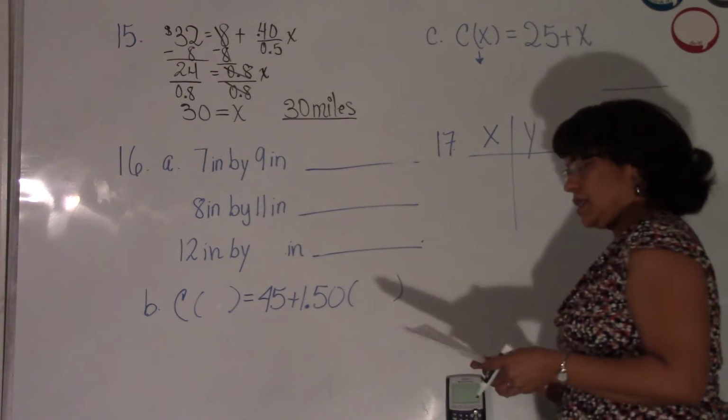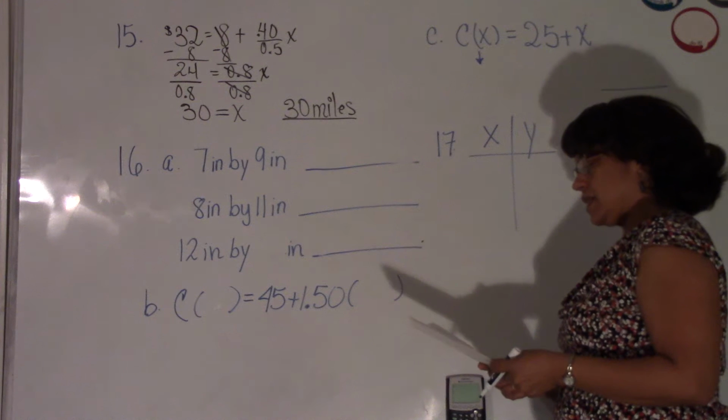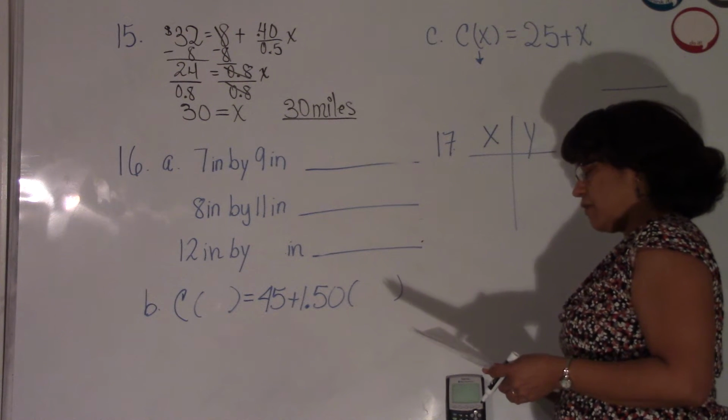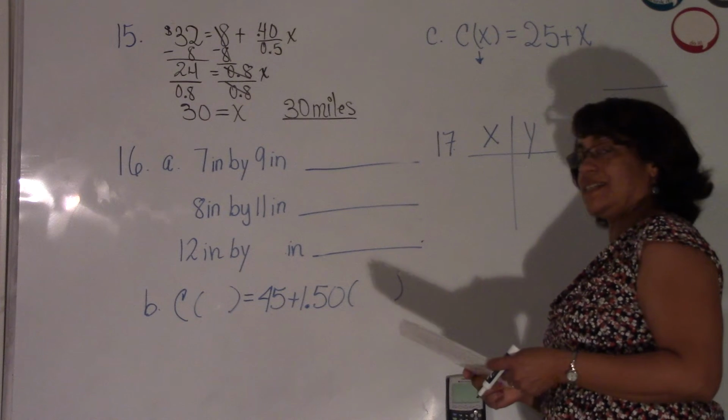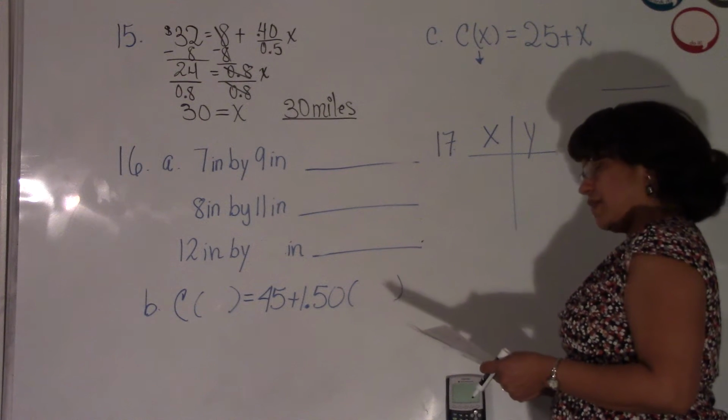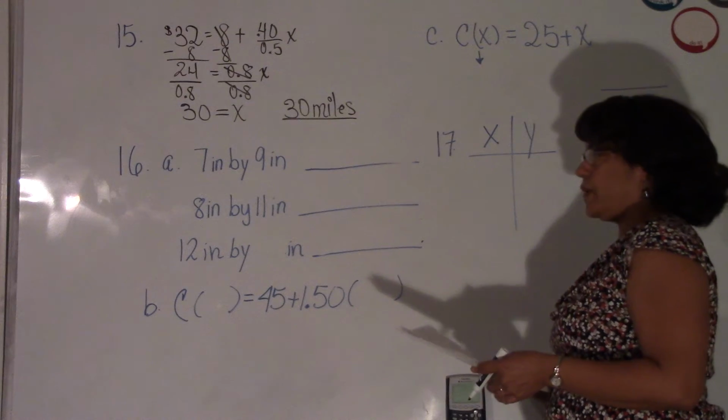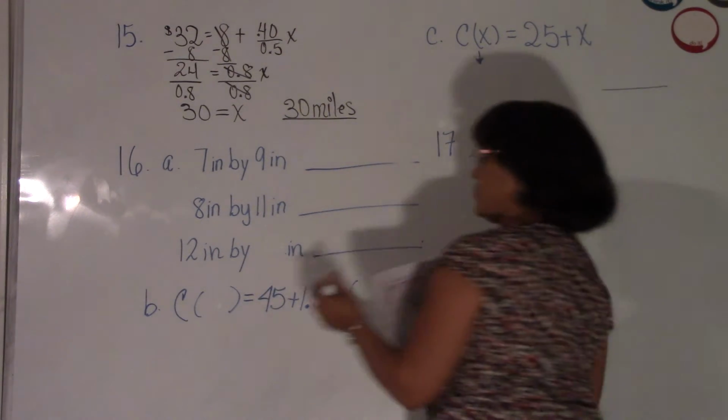Now let's look at number 16. David compares the sizes and cost of photo books offered at an online store. The table below shows the cost for each size photo book. You have 7 by 9, 8 by 11, and 12 by 12. Let's fill in this 12.